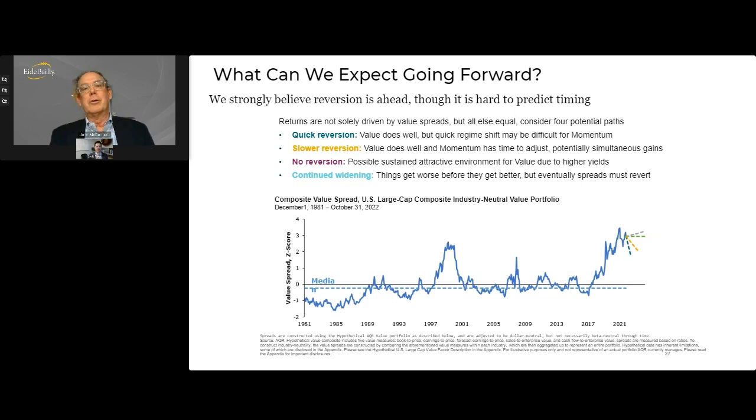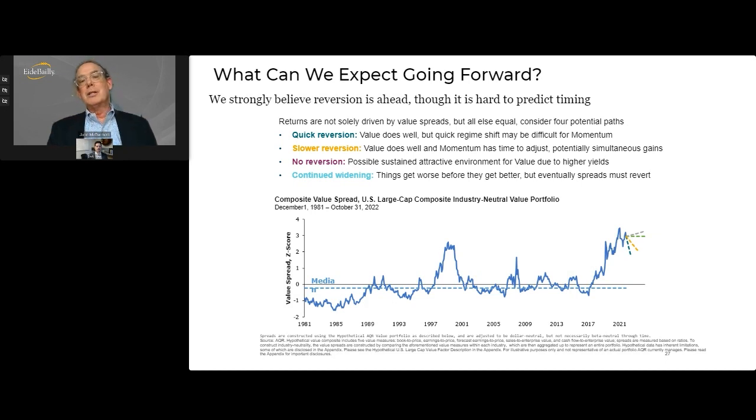In that quick reversion, momentum is not going to pick that up, because a quick reversion is bad for momentum. So we might see some benefit from value in a quick reversion, but we would be hurt from momentum. A slower reversion would be the best scenario for a multi-factor investor, because you would have value doing well as we went back towards mean reversion, and your momentum portfolios would have time to adjust to that change.